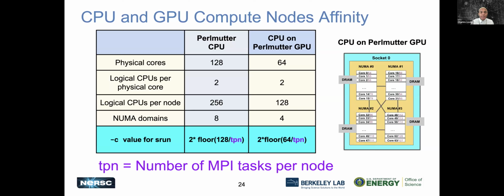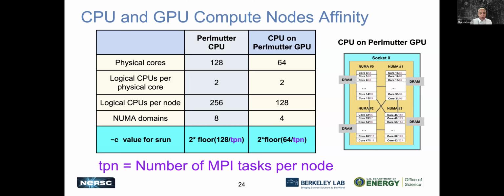Okay. And so understanding the differences between our CPU and GPU compute nodes and their differences in processor affinity as well. Consider again, on Perlmutter CPU, we have 128 physical cores because they don't have the GPUs available. That means logical CPUs per physical core are going to be two, and then logical CPUs per node are 256. And NUMA domains, we have eight.